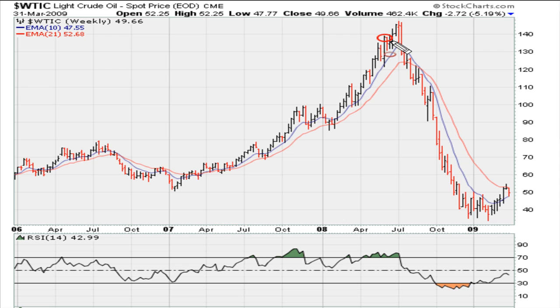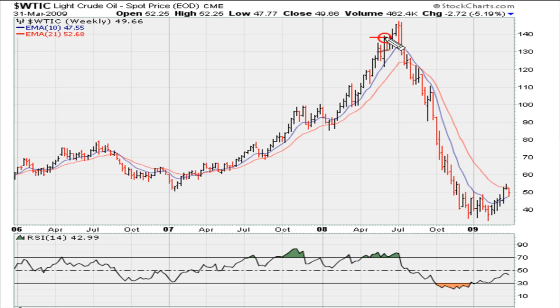So crude oil settled here. This is a winning stock. This market moved from $50 and went as high as 147 here. So this is a winning stock. Remember the title of the webinar: how to short and sell winning stocks. Notice it made a high there.